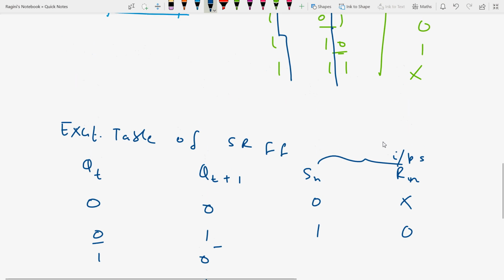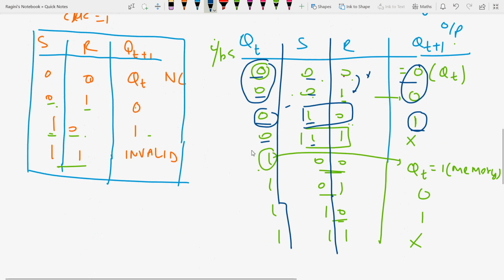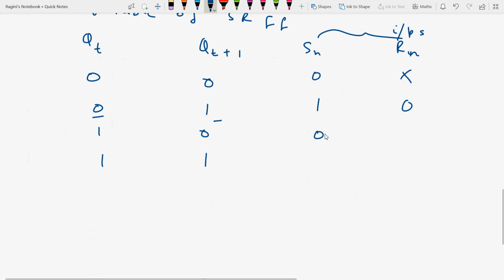Now Qt and Qt plus 1 are 1 and 0. That means here it is 1 and here it is 0. Again you can see that when Qt is 1 and Qt plus 1 is 0, the S and R inputs are 0 1. So here we can write 0 1.